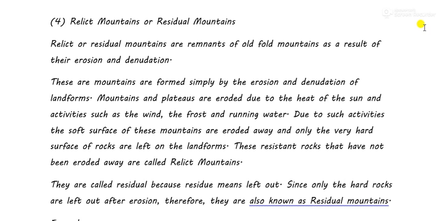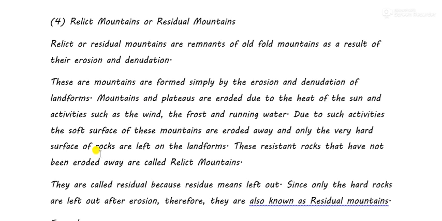Now relic mountains are the remnants of old fold mountains. Remnants means remains. After erosion of fold mountains, whatever landform remains is known as residual or relic mountains. Now these mountains are formed by erosion and denudation of landforms. Mountains and plateaus are eroded due to the heat of the sun and activities such as wind, frost and running water. These are the main activities which cause the erosion and denudation of fold mountains.